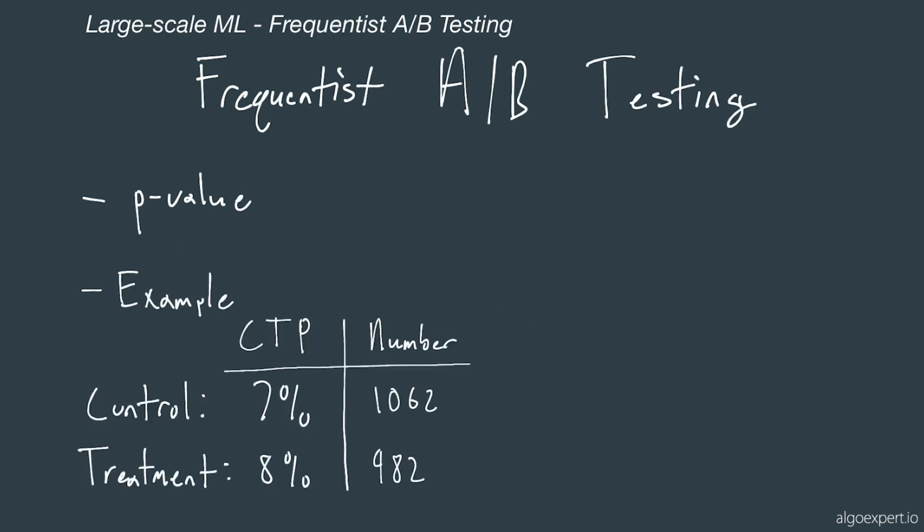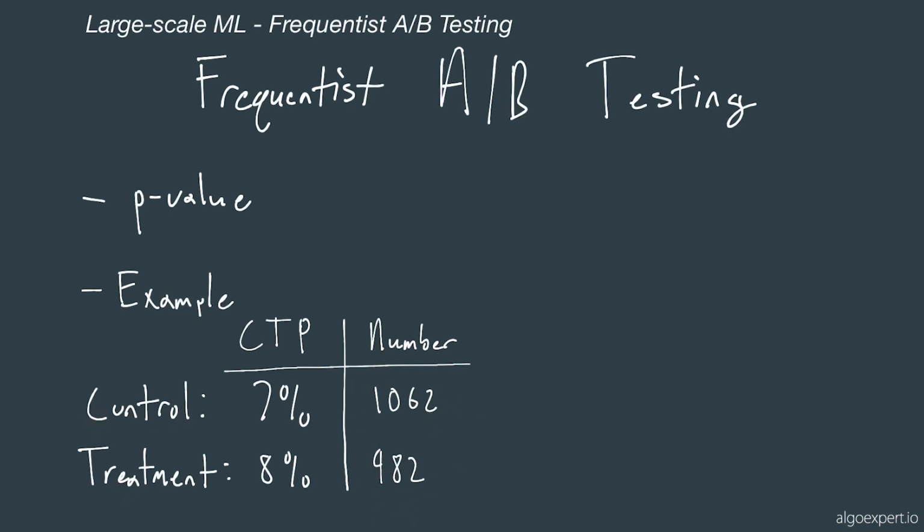So let's go through an example here. We have control with a measured 7% click-through probability. Treatment has a measured click-through probability of 8%, and the number of users in control was 1,062, and the number of users in the treatment group was 982. Now, the reason why we have this variation here is because we're randomly assigning each user to a particular group.